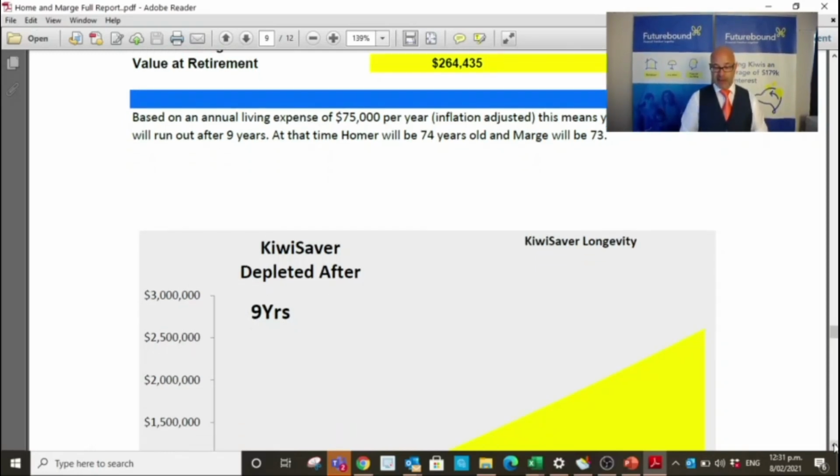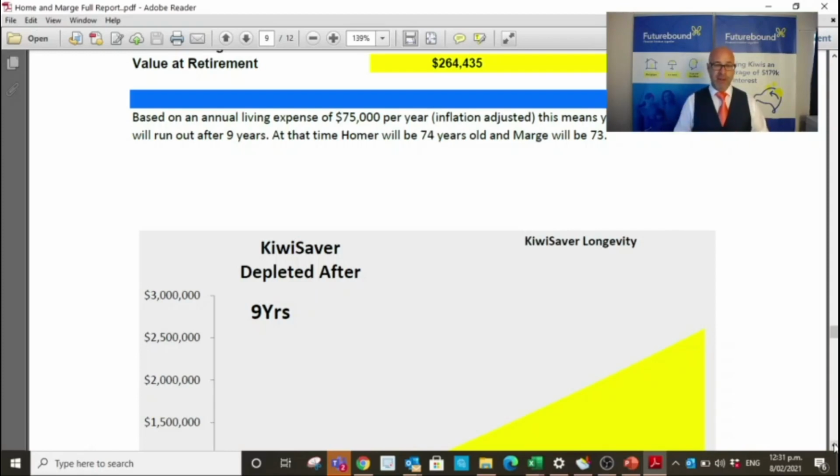And this page is not intended to scare you, but it's to point out to most people that KiwiSaver alone is unlikely to be enough to see you through your retirement. Now, for some people, it might be. For some people that have started very young and have been contributing their whole lives, they will have quite decent KiwiSaver funds, and it will make a huge difference. But for most people, on its own, KiwiSaver is not going to be enough.